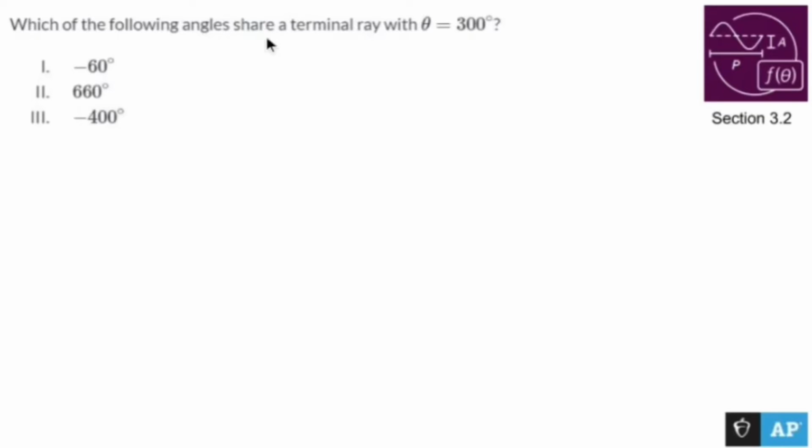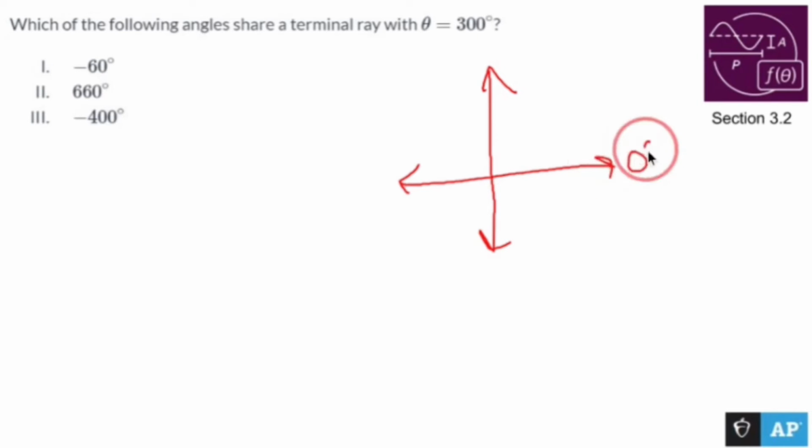Which of the following angles share a terminal ray with theta equals 300 degrees? All right, let's take a look at what 300 degrees even looks like. Over here you have 0 degrees. Whenever you're talking about rays in precalculus, you deal with all the way to the right first and you count by going counterclockwise. Every 90 degrees, every quadrant is 90. So, starting here would be 90, 180, 270, and so 300 would be something like that going in that direction.